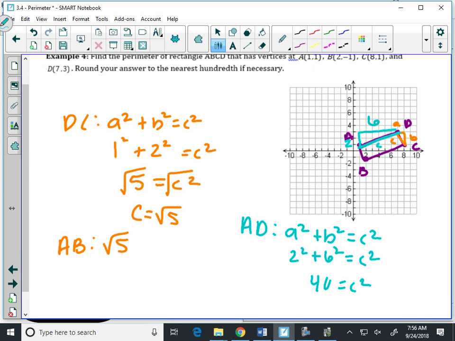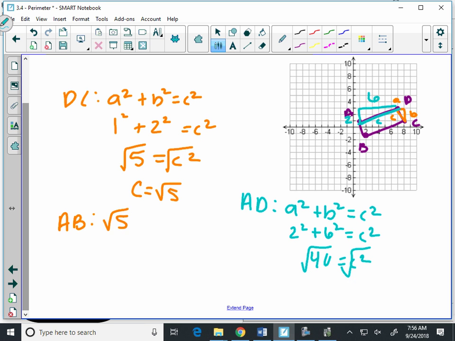Again, don't forget, what do we need to do at this step? Frank, what do we still have left to do? Square root it. And again, don't round until the very end. We're just going to leave it as radical 40.